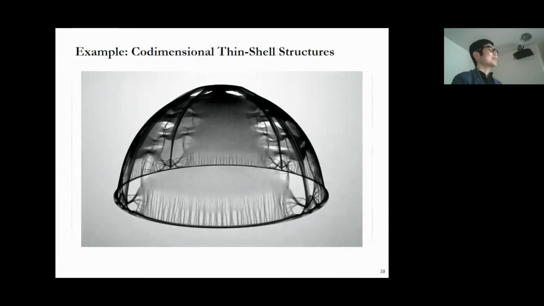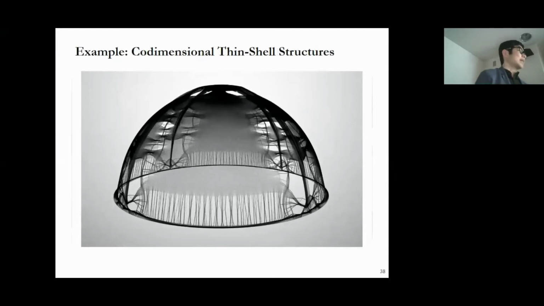And this is another example I want to show. It's a codimensional thin shell structure. That's a very interesting problem. So we start from a thin shell, and we want to optimize the compliance. We add a force on the top and fix the bottom, or we add a torsion force on the top, and we just want to see what kind of structure we get. So what is the best performing structure? Is it a shell, or a network of elements, or a combination of the two? This is also an interesting mathematical problem.